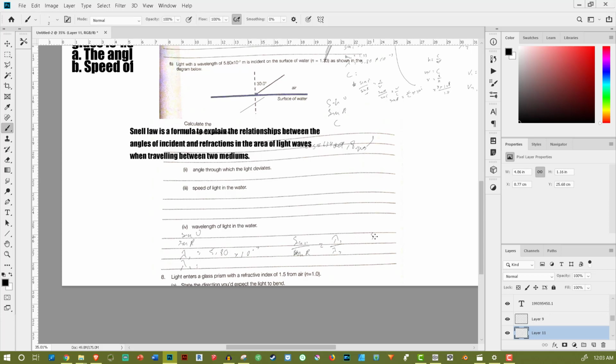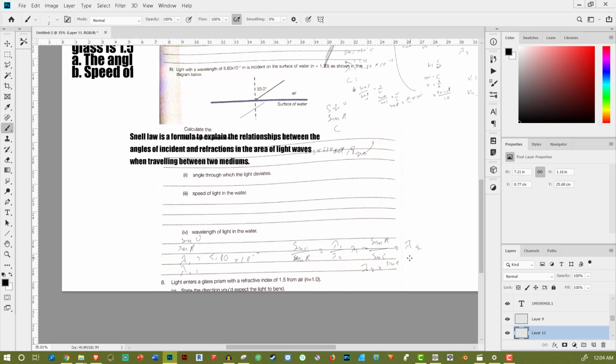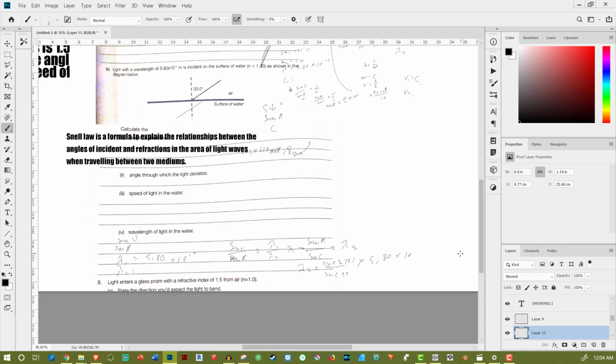Okay, what was the formula? Sin refraction, so that's about 3.76 over sin 30 times it by 5.80 times it by 10 to the minus 7. So we get about an estimate of 7.6 times it by about 10.